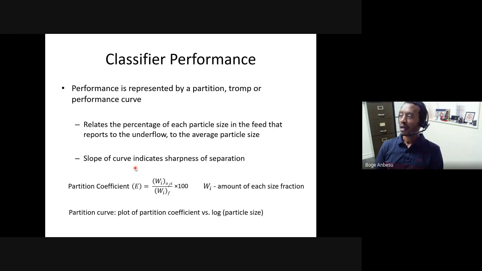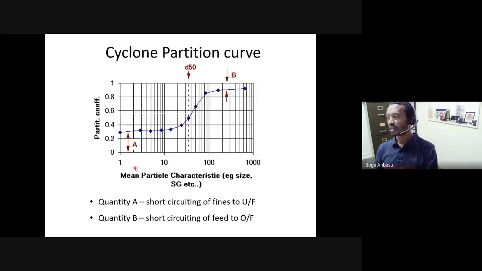So how do you measure that? How do you measure inefficiency? I think I mentioned this slide last week. We could develop a performance curve or a partition curve where we track particles which are reporting to the coarse portion or the oversize, as compared to the one in the feed. And as I said, we can develop a partition curve that looks like this one to plot and see how efficient a cyclone is.